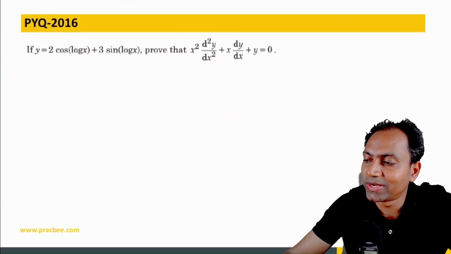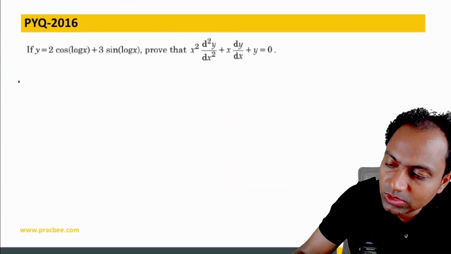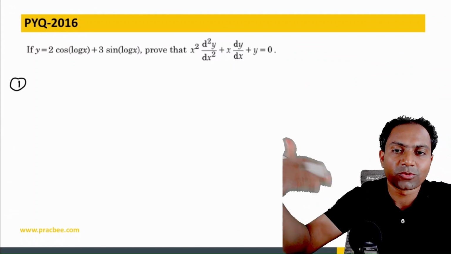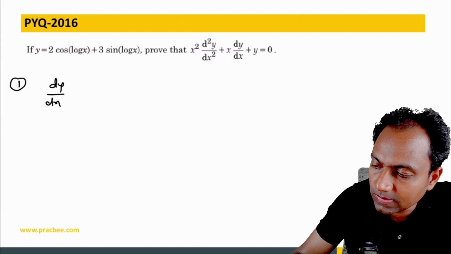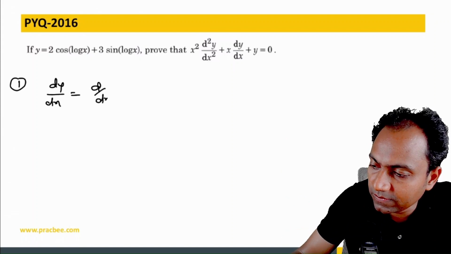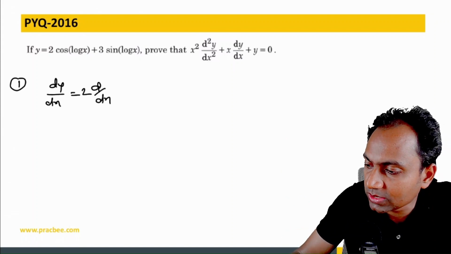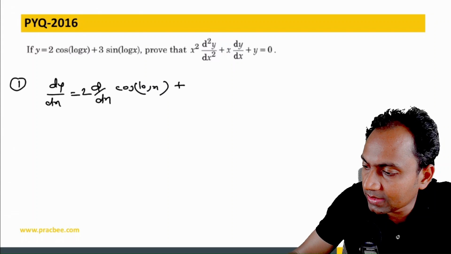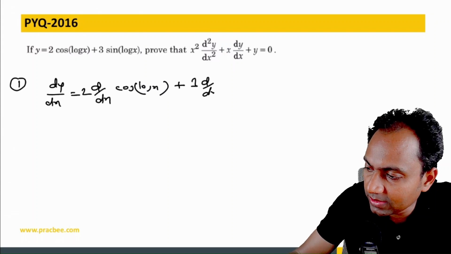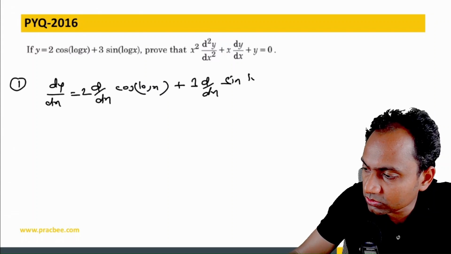If I look into this 2016 question, we'll have to use the earlier technique, what we used one question before, that technique only. So if I differentiate this, again I will have to write the derivative of the first part, 2 sine 2, dy by dx cos of log x will have to write, and then 3 times d by dx of sine of log x also I will have to write.